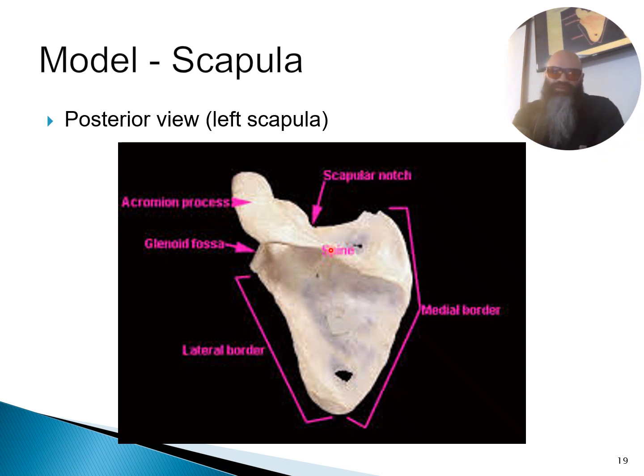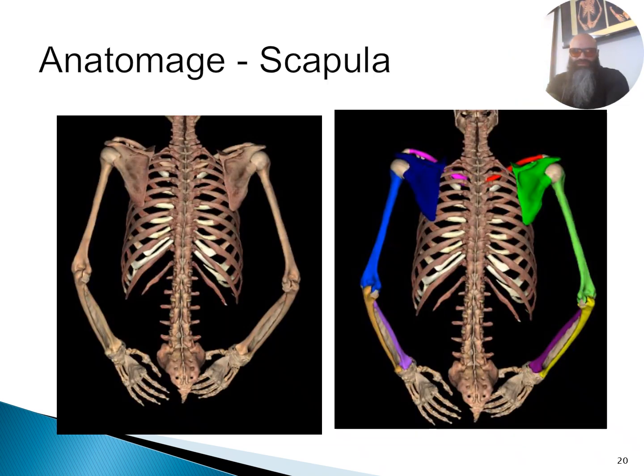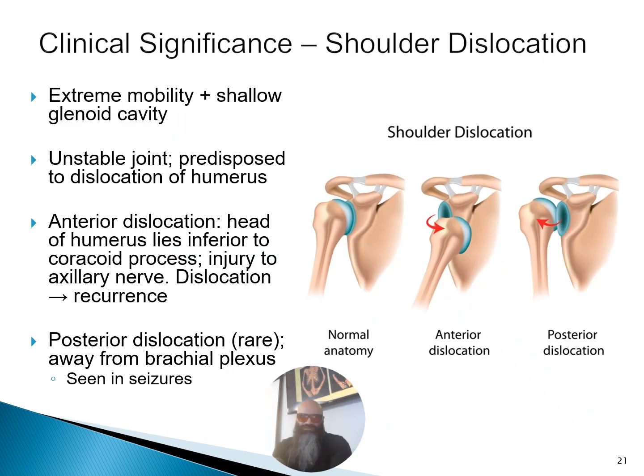Okay, all right. So here's an actual cadaveric scapula. Is this an anterior or posterior view? Posterior view. Okay, perfect. And here's your Anatomage. It's got different colors.